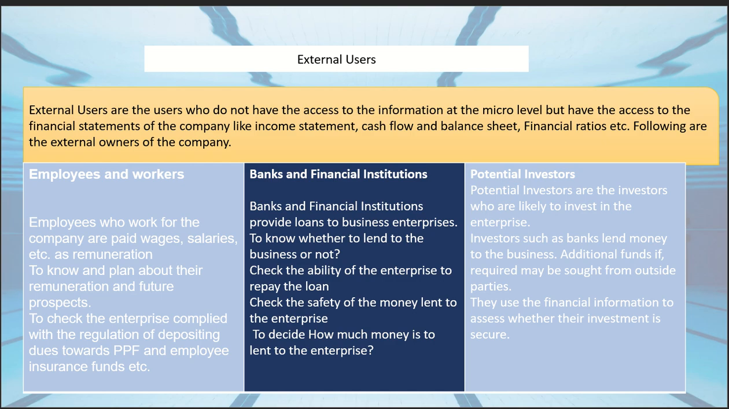That are external users. External users are the users who do not have access to the information at the micro level, but have access to the financial statements of the company, like income statement, cash flow, balance sheet, financial ratios, etc. Okay, we can download any financial information from various websites on the internet, like moneycontrol.com. So we can download the balance sheet and cash flow, anything, of the company.